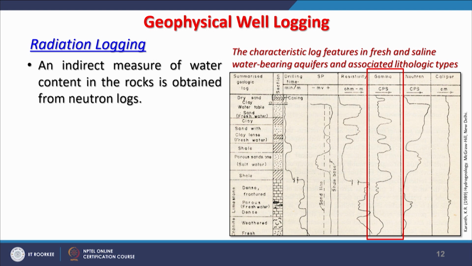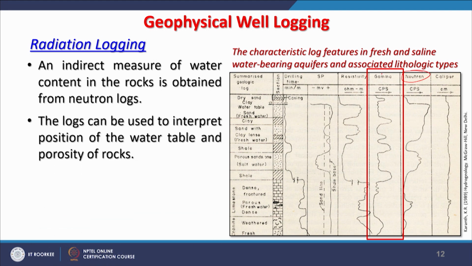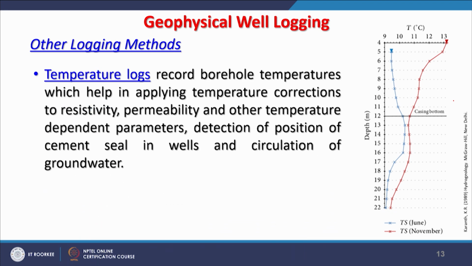Now, in this radiation logging, an indirect measure of water content in the rocks is obtained from neutron logs. So, the neutron log is the next one, and it can be used to interpret the position of the water table and porosity of rocks, and that is another important thing we would like to know, where the water table is. Here, see the neutron log, there is a sudden change in the CPS value. So, these are again confirmations of whatever we have so far obtained from the resistivity log and gamma log. Through the neutron log also there is confirmation.